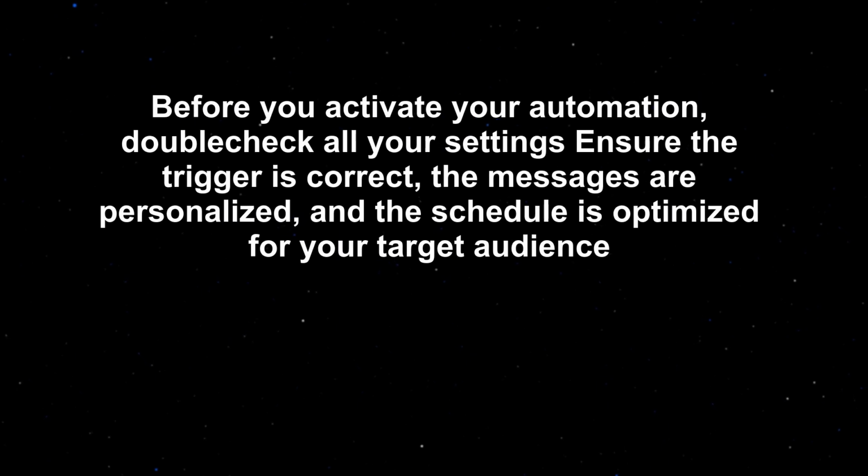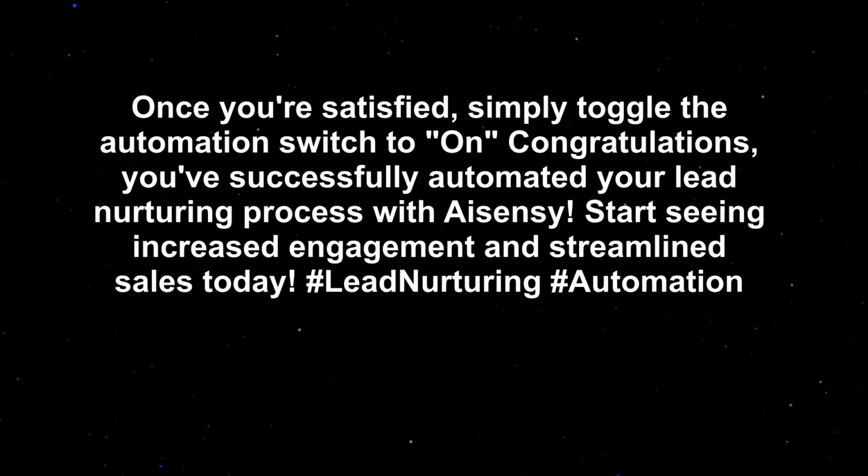Before you activate your automation, double-check all your settings. Ensure the trigger is correct, the messages are personalized, and the schedule is optimized for your target audience. Once you're satisfied, simply toggle the automation switch to on.